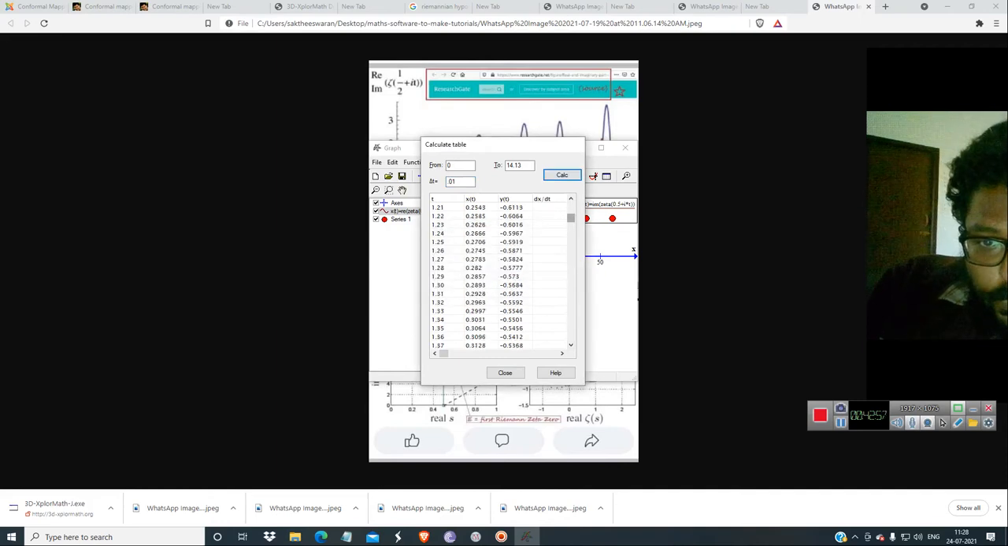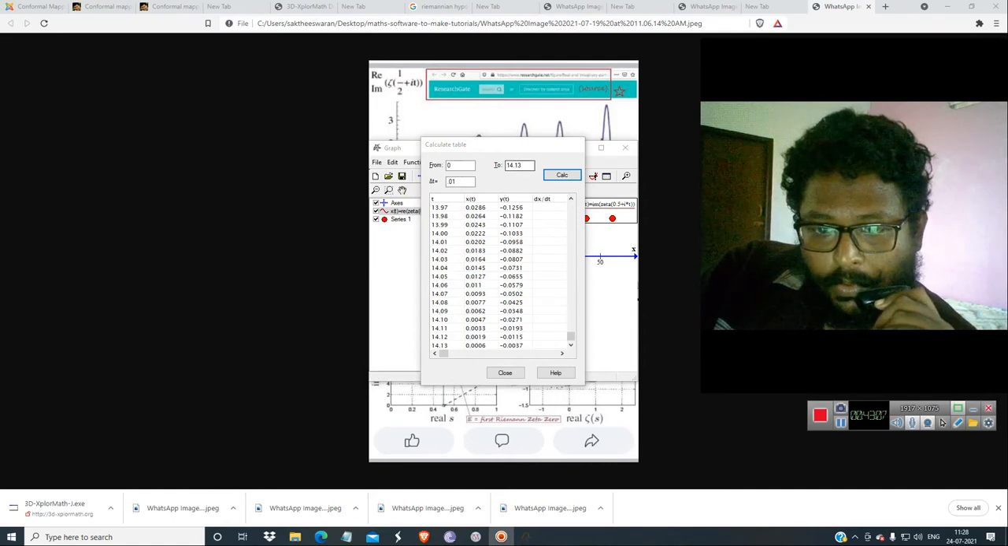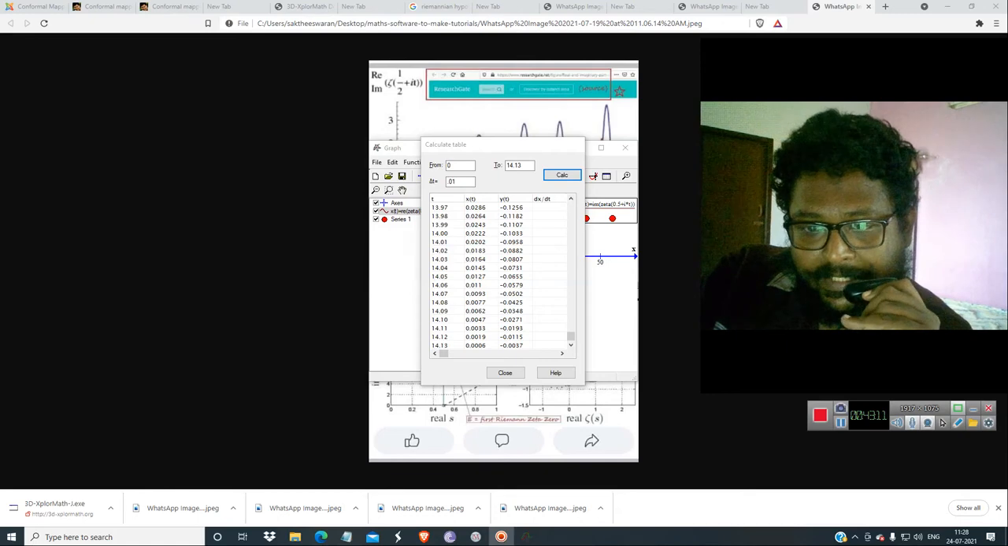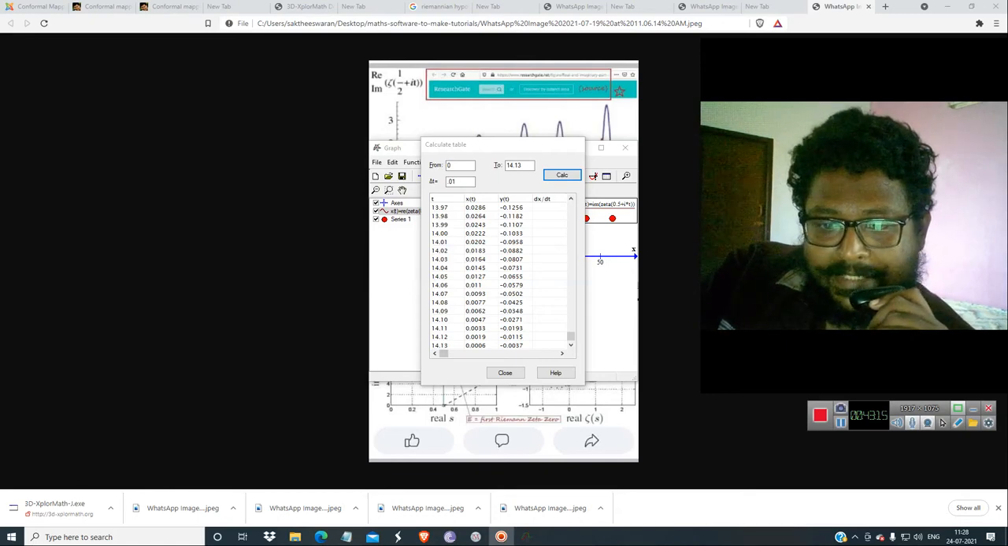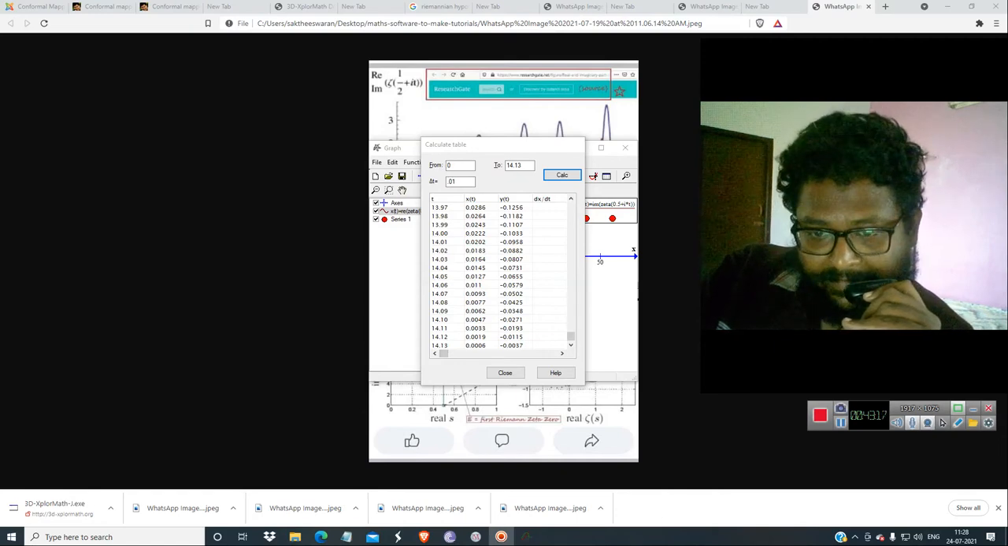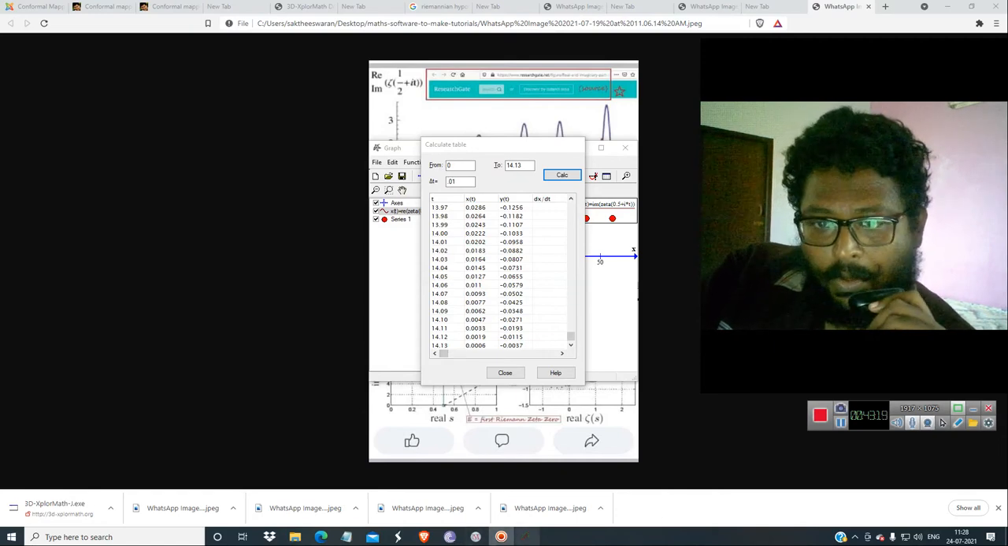Okay, so what happens in 14.13? So 14.13, the number gets very small. Okay, the number gets very small. So for 14.13, it is for x of t 0.006 and minus 0.0037. Okay, on the curve 0.0037.